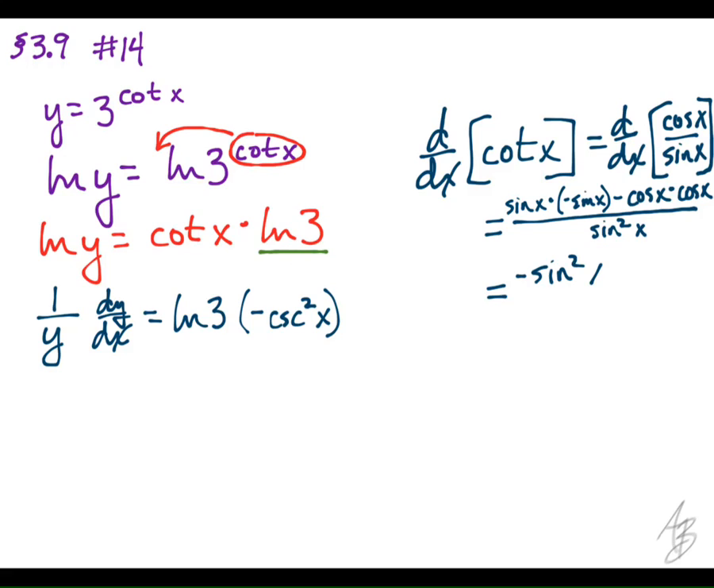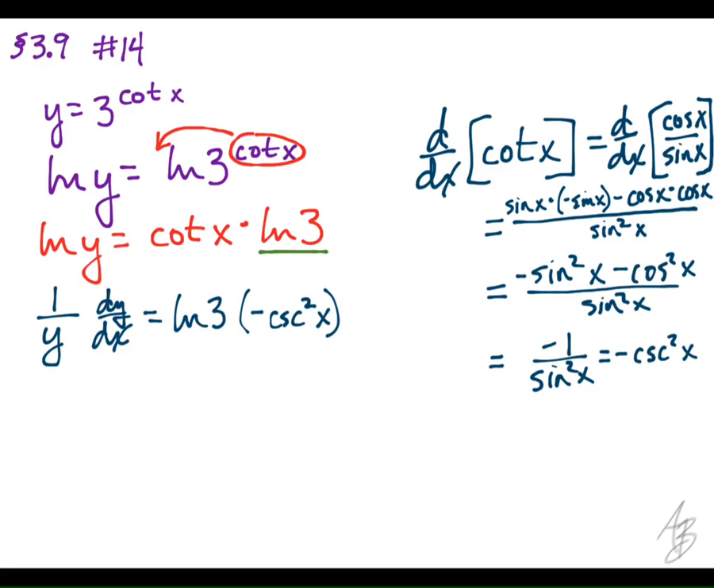You want me to tell you? What's negative sine squared of x minus cosine squared of x? Negative 1, good. So it's negative 1 over sine squared of x, which then is, sorry, I forgot the negative, negative cosecant squared x. Obviously, if you know it, it's going to go a lot faster, but if you don't know it, you can still figure it out if you know the quotient rule and you know those trig identities. In this case, here we're using sine squared plus cosine squared equals 1, right?